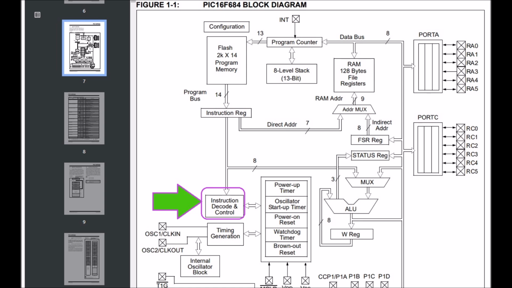Anyway, in summary, the instruction decode and control block in this chip is essential for the execution of instructions. It fetches instructions from program memory, decodes them into control signals, and coordinates the activities of the ALU, data memory, and registers to perform the desired operations. This block, meaning the instruction decode and control, ensures that the microcontroller operates correctly and efficiently, executing the program as intended.